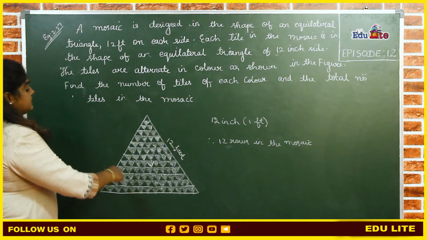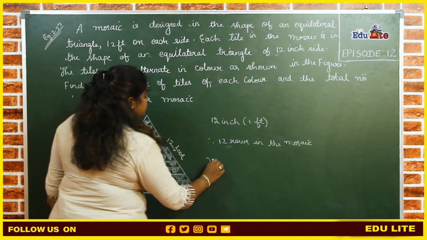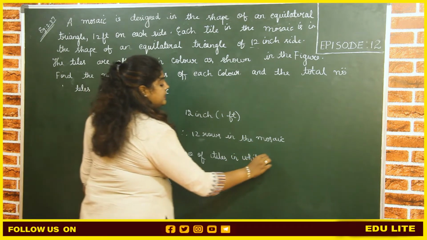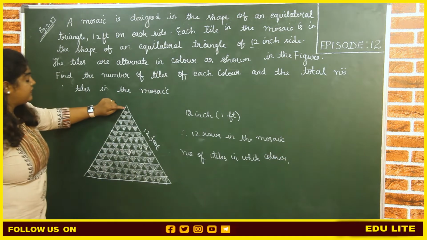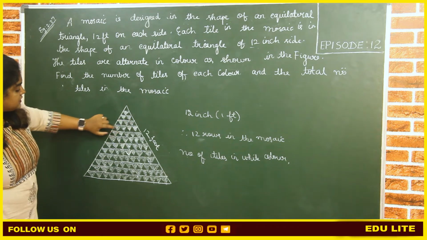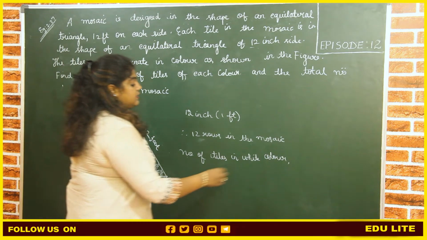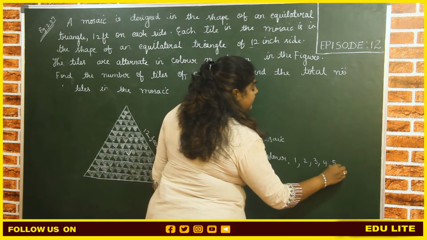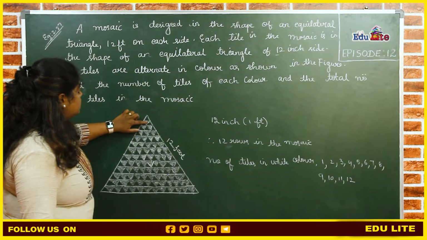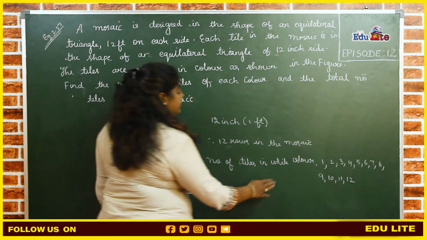So in the given problem itself, by the given figure itself, we can find this out. We already found out there are 12 rows in the mosaic. Now, the number of tiles in white color: if you see, the first row has one tile, the second row has 2, the third row 3, fourth row 4, fifth row 5, sixth row 6, seventh row 7. Similarly, it is numbered 1, 2, 3, up to 12. So the second row has 2 white tiles, the third row has 3 white tiles, and accordingly the 12th row has 12 white tiles. So this is the number of tiles in white color.